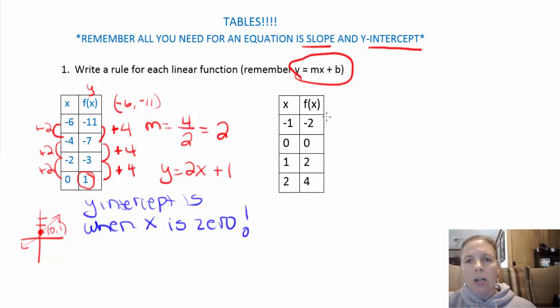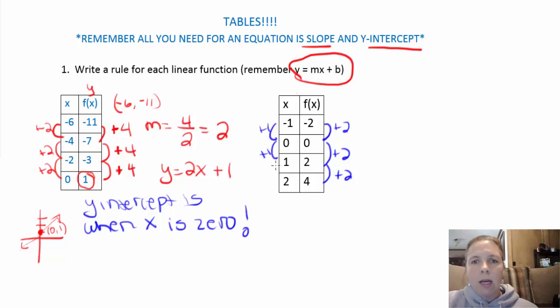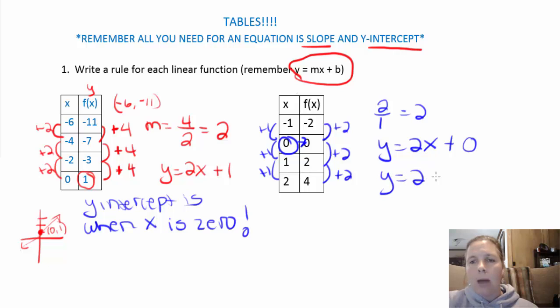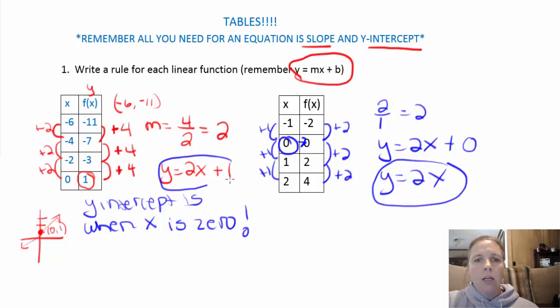So let's look over here. So again, let's come up with our slope. -2 to 0, add 2. And this could be subtract 2 on your assignment. I should have done one that was minus. +1, +1, +1. So it's 2 over 1, or just 2, for your slope. And then where your x is 0, my y is 0, so it's just +0, or just y equals 2x. Okay, and you're done there. So there's our equation.